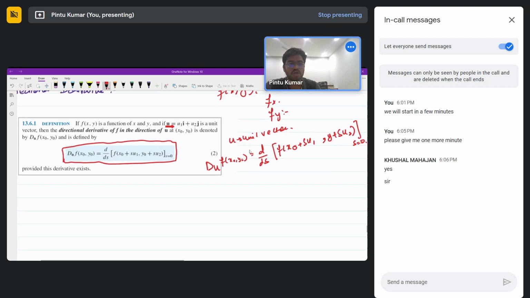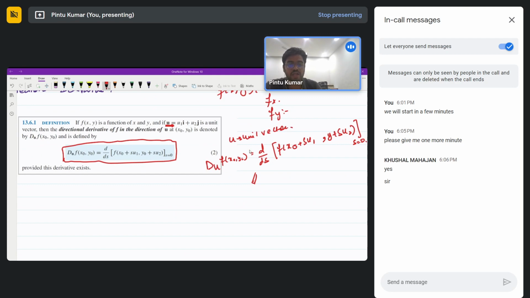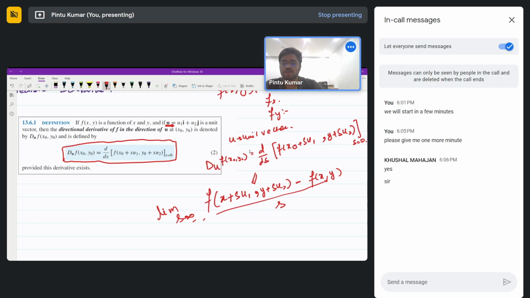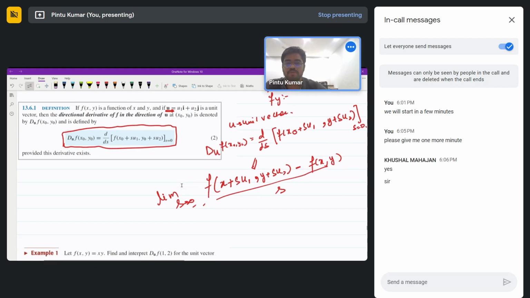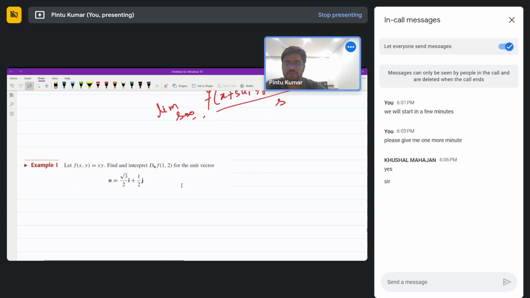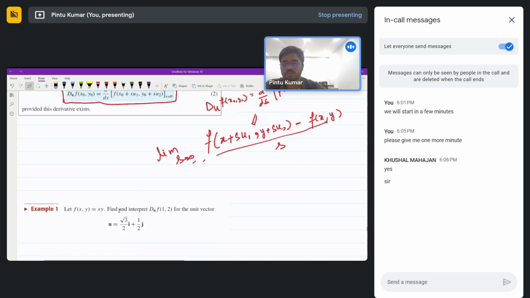So if you want to look at this thing in terms of definition we have been talking till now, this is f of x plus su1 comma y plus su2 minus f of x y divided by s, and your s tends to 0. So this is what is meant by directional derivative. So just remember this formula. We have an example we'll solve, and there is a question in assignment that you can solve very similarly.